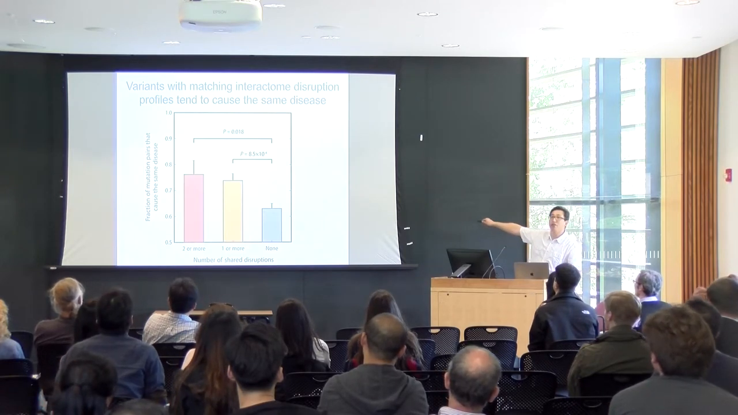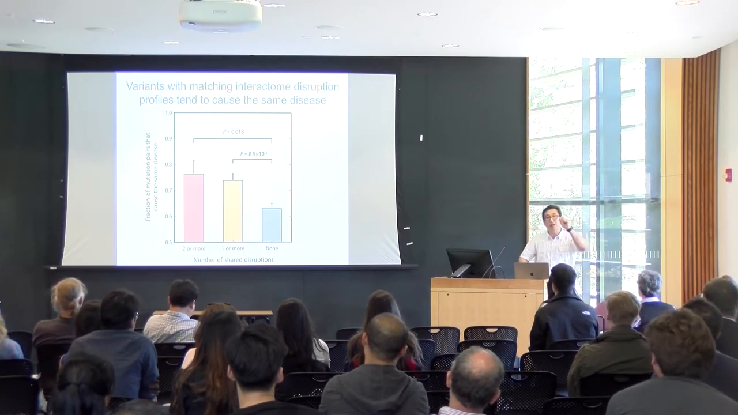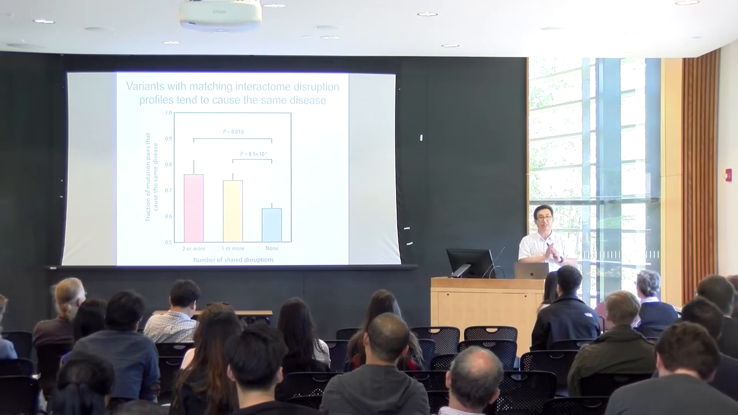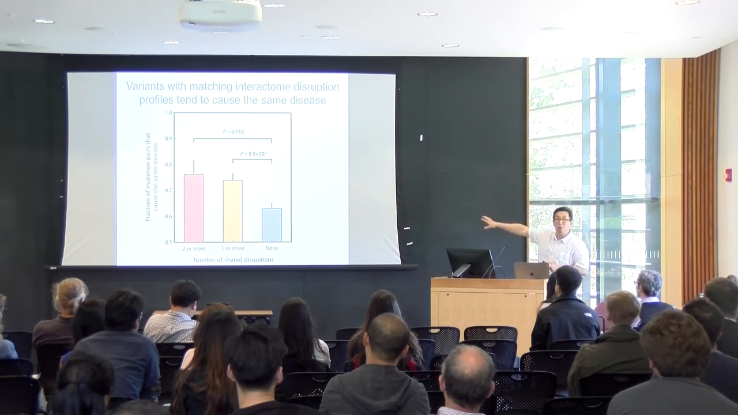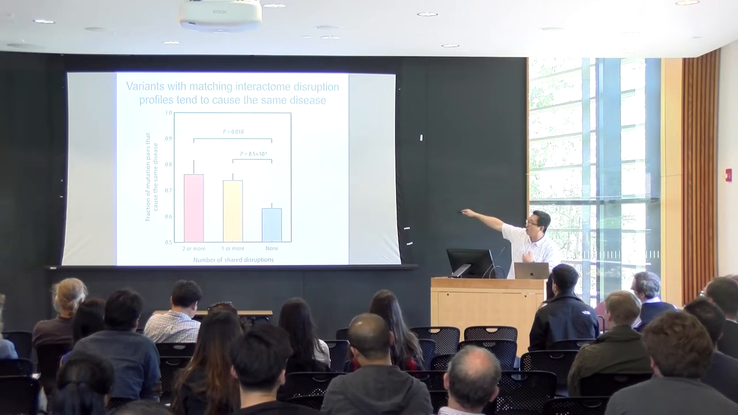Actually, we and others have shown that by looking at the disruption profile, meaning which interaction is disrupted, because each protein on average has almost 10 interactions based on the network that we know today, and each mutation only disrupts a small subset of these interactions. By looking at which interactions are disrupted and which are not, which we call a disruption profile, we've published before and other people confirm that mutations with matching profiles tend to cause the same disease. And we recapitulate this here. And the more matching disruptions they have, the more likely they cause the same disease.